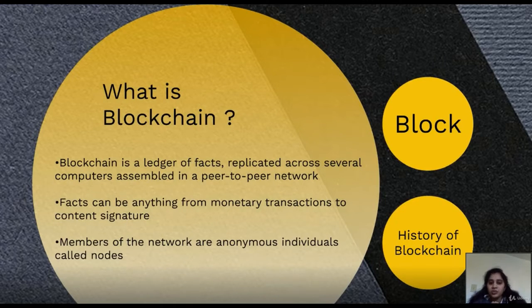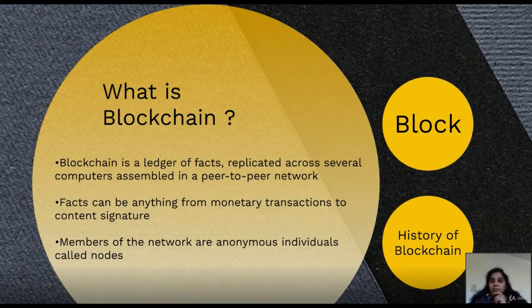Next, the members of the network are anonymous individuals called nodes, because in the blockchain, each node is called an individual member. The nodes can be your computers or the peers on your network. So many things can be called nodes. Those are anonymous because you don't know who is actually a part of your blockchain, who is sharing your blockchain. That's why it's called an anonymous individual. In blockchain technology we call that a node. So this is all about what the blockchain is.